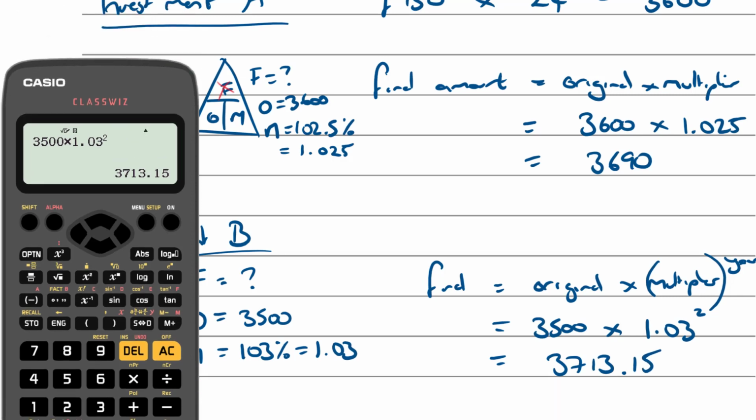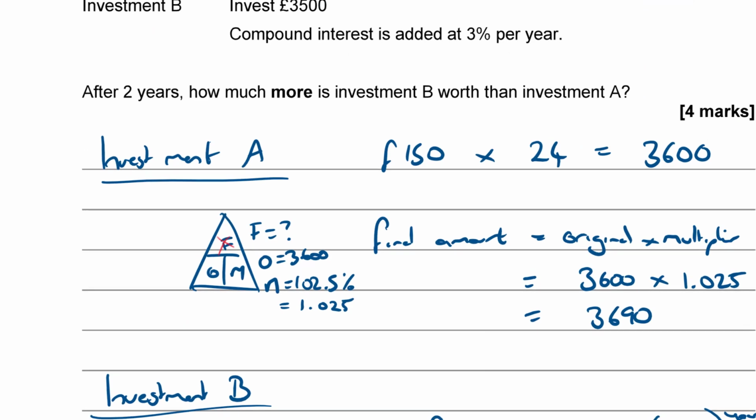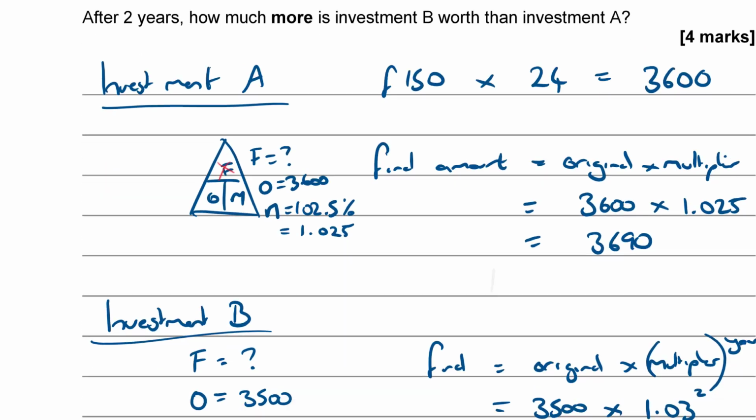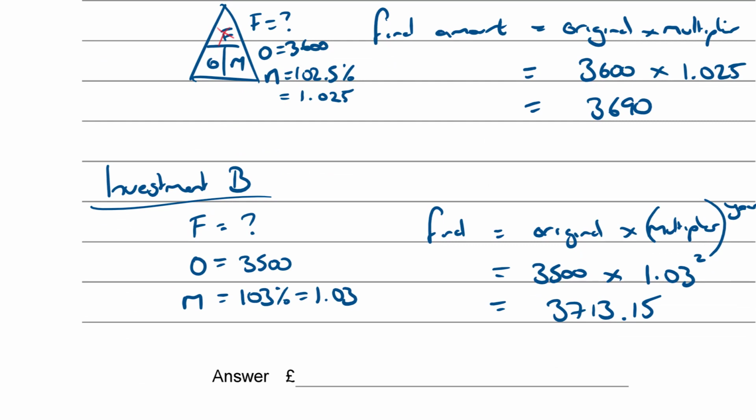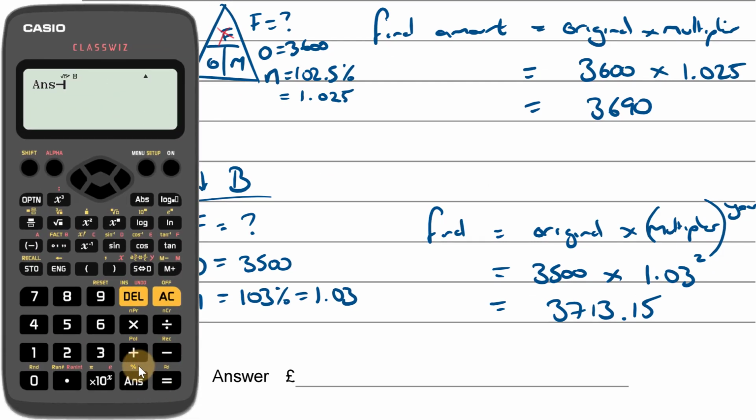Okay, so the question asked, how much more is investment B worth than investment A? So I need to subtract one from the other now, don't I? So 3,713.15 subtract 3,690. So that's £23.15 more, isn't it?